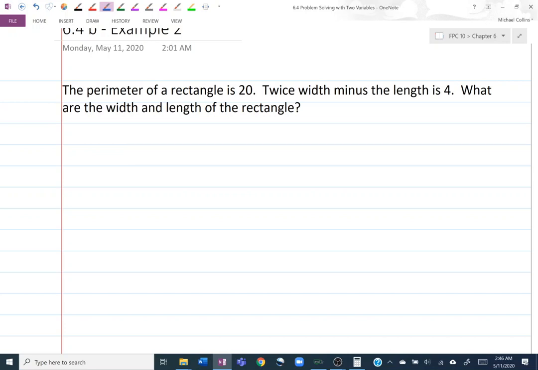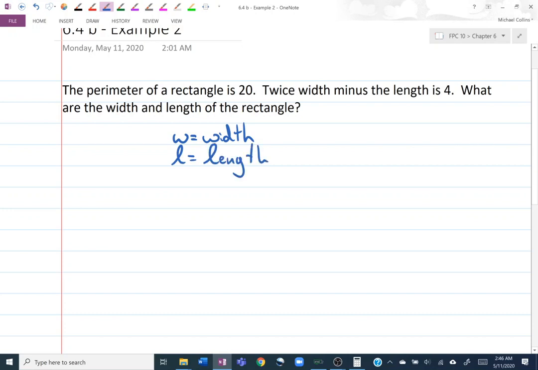So I'm just going to continue on to step 3, which is define my variables. It's asking about the width and length. So let's call W, my pen just died for a second. Let's see if it'll come back to life. There we go. W is equal to width. L is equal to length.